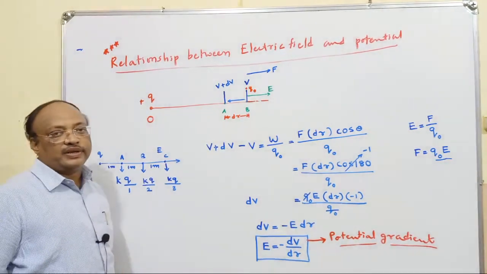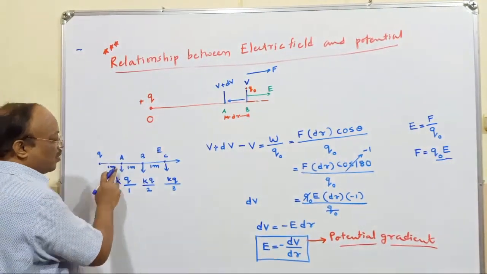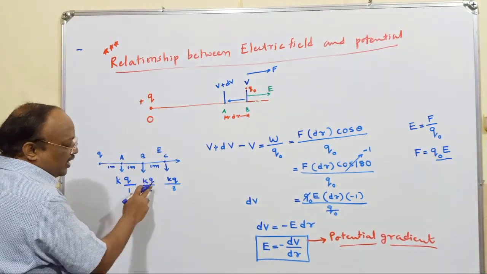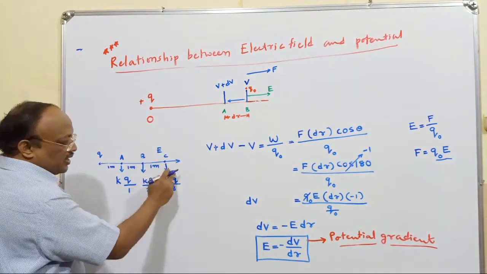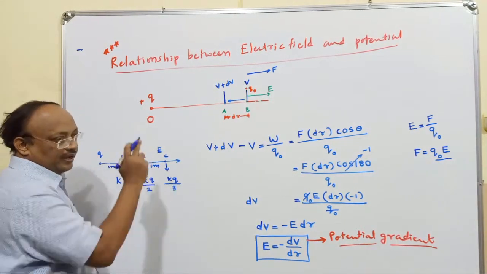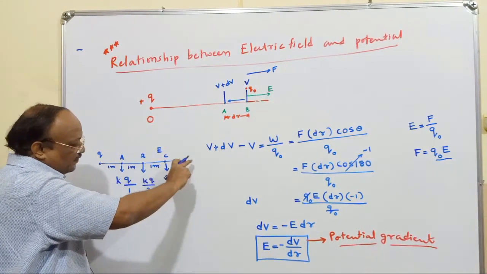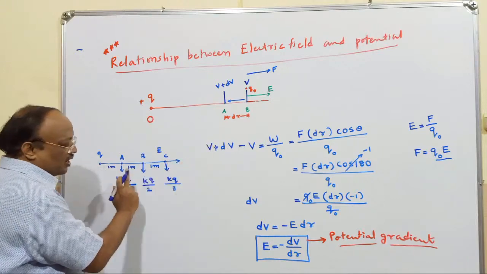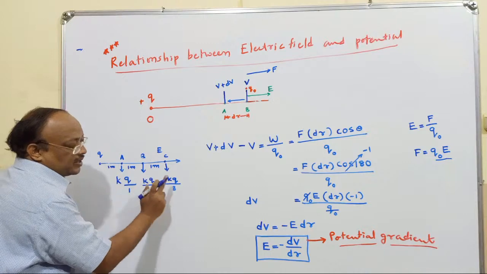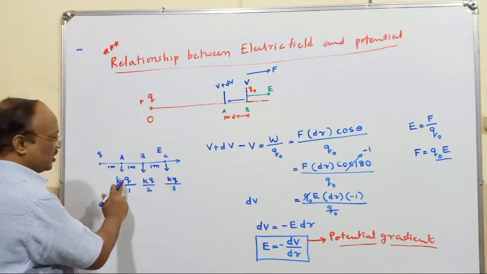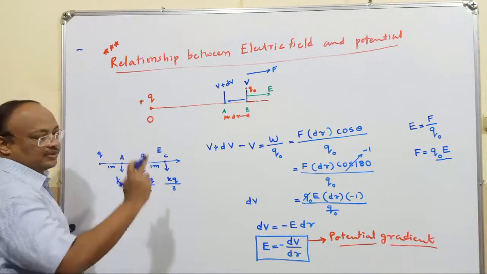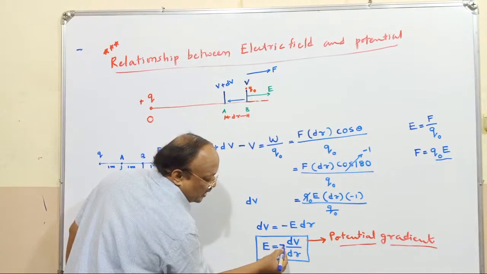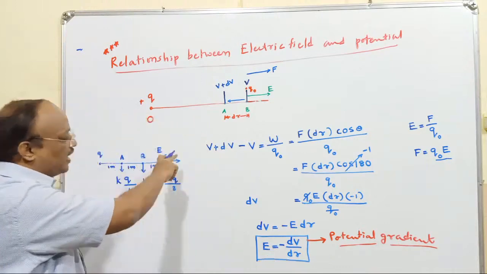What you are observing? Here potential is kq by 1, then kq by 2, so it is kq by 3. In the direction of the electric field, the potential goes on decreasing. So that's what the negative sign here shows.